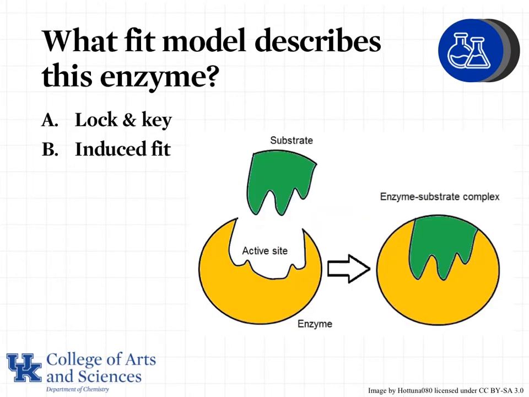Looking at the shape of the substrate and the active site, as well as the enzyme-substrate complex, what fit model describes this enzyme? When we look at the shape of the active site, what we see is that the shape doesn't exactly match the substrate, so they're not a perfect match. But we see that the substrate fits nicely into the enzyme. And what that tells us is the active site or the enzyme had to adjust to accommodate the structure of the substrate. And so this is an induced fit model.